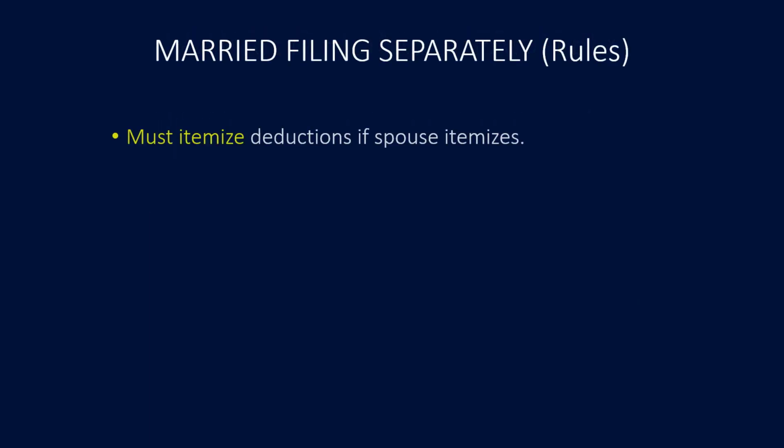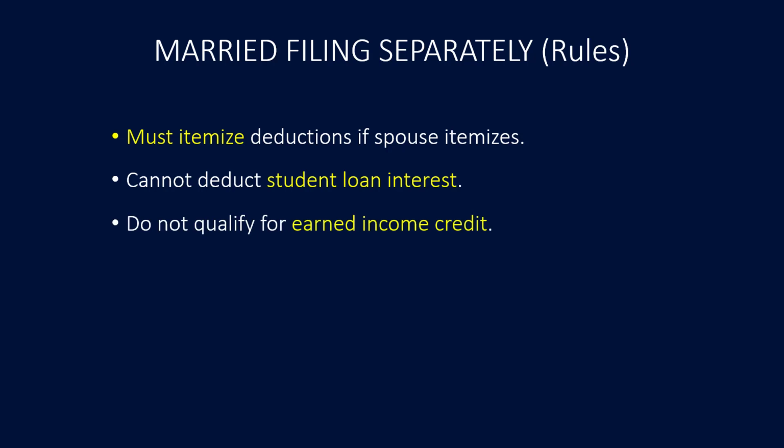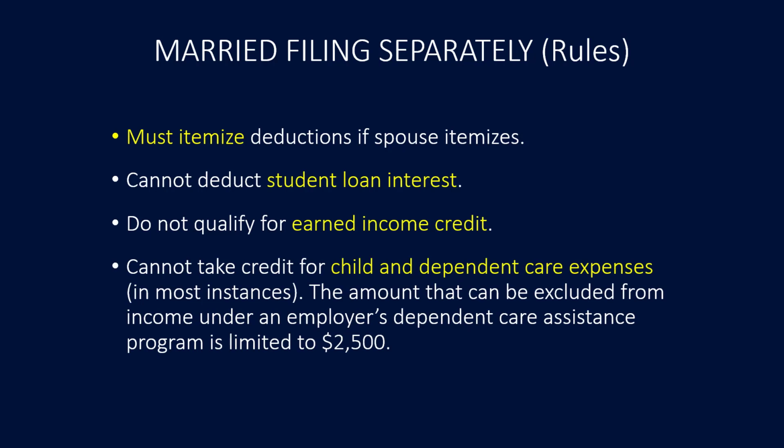Some of the rules regarding the married filing separately filing status: you must itemize your deductions if the spouse itemizes. If the taxpayer itemizes, the spouse must itemize as well. You can't deduct student loan interest under the married filing separately filing status. You don't qualify for the earned income credit. And you can't take credit for child and dependent care expenses in most instances. The amount that can be excluded from income under an employer's dependent care assistance program is also limited to $2,500.